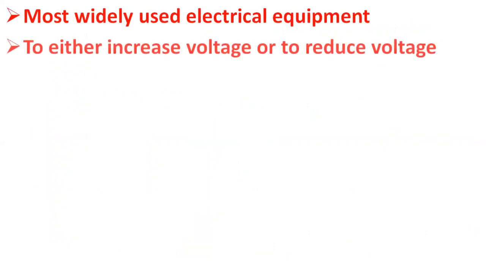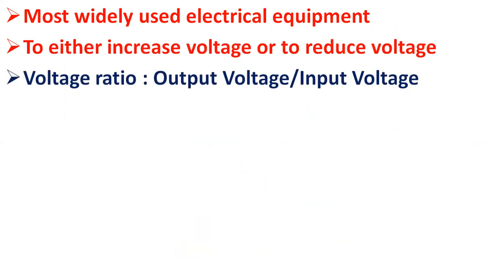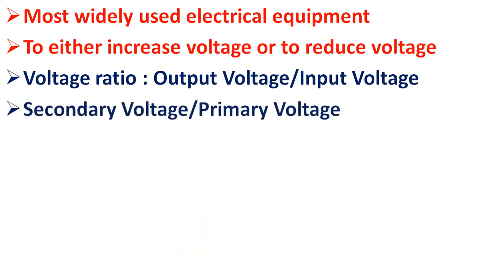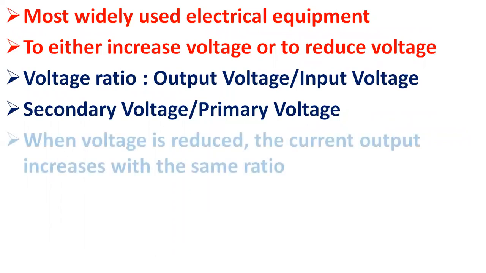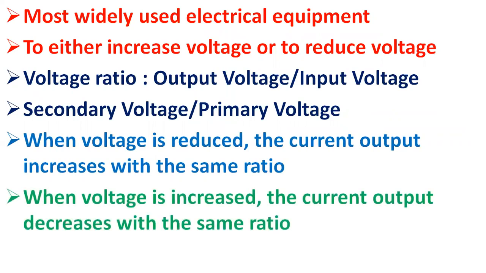The transformer is one of the most widely used electrical equipment in any industry. The main function of the transformer is to either increase voltage or reduce voltage. The Indian standard IS 2026 Part 1 of 1997 covers transformers in detail. There are a few parameters of a transformer which need to be understood. The voltage ratio is the ratio of output voltage to input voltage, also called secondary voltage to primary voltage. When voltage is reduced, the output current increases with the same ratio. Alternatively, when voltage is increased, the output current decreases with the same ratio.